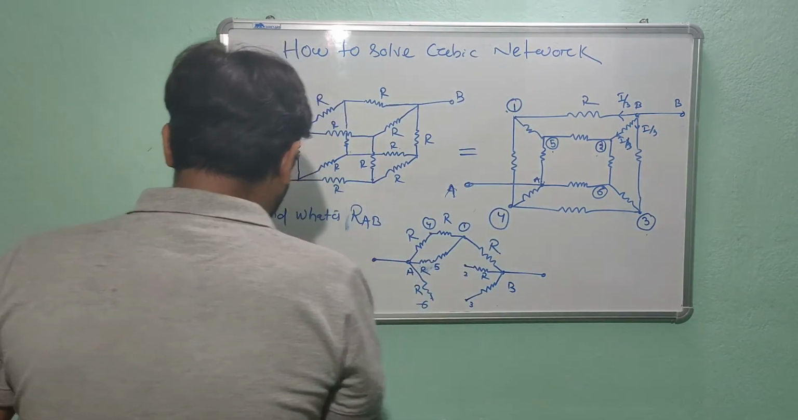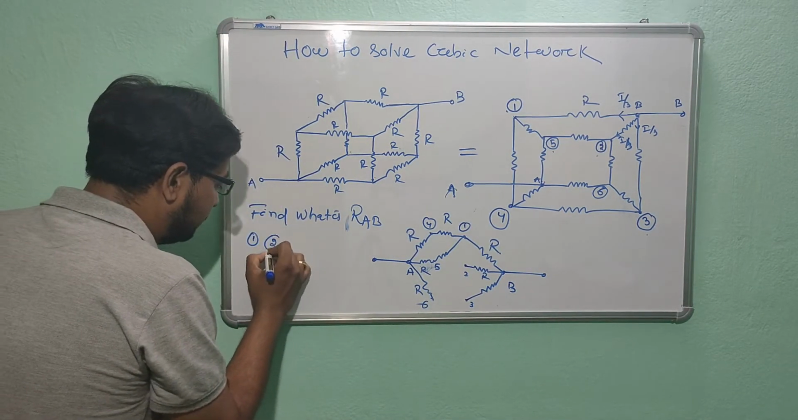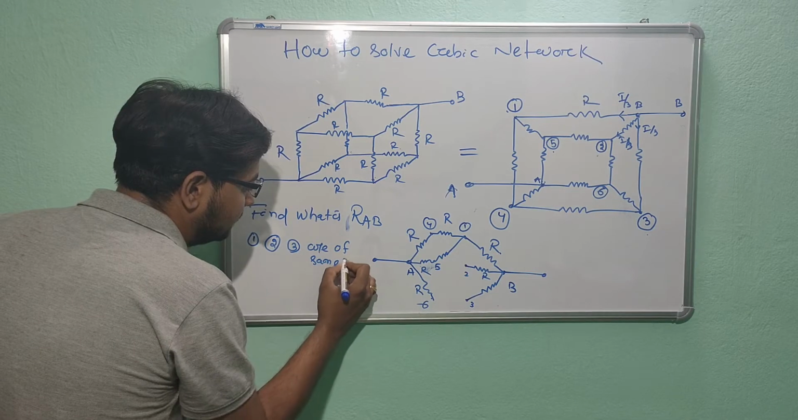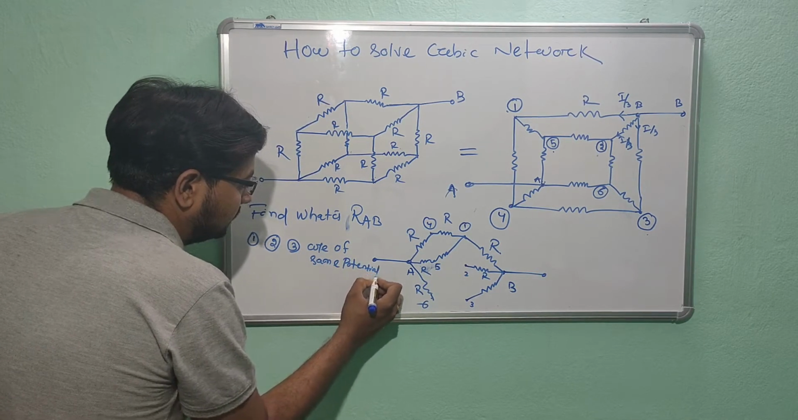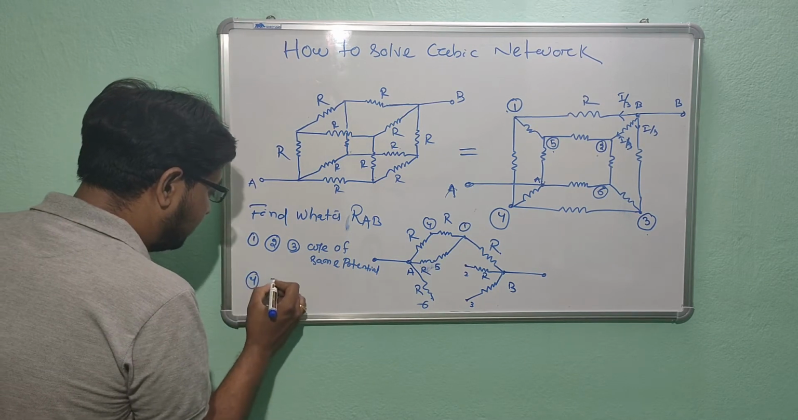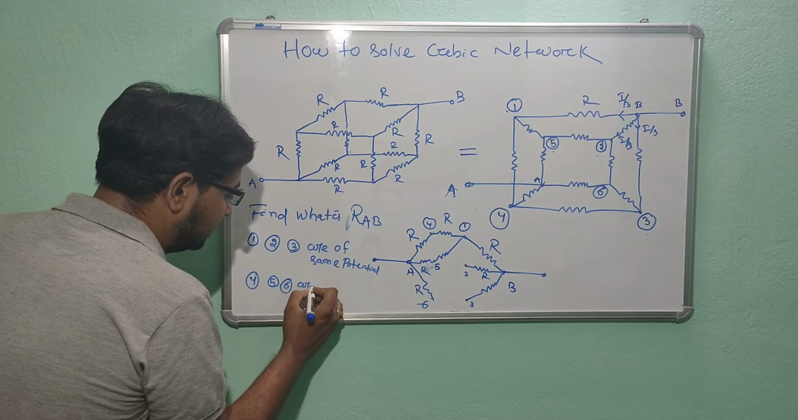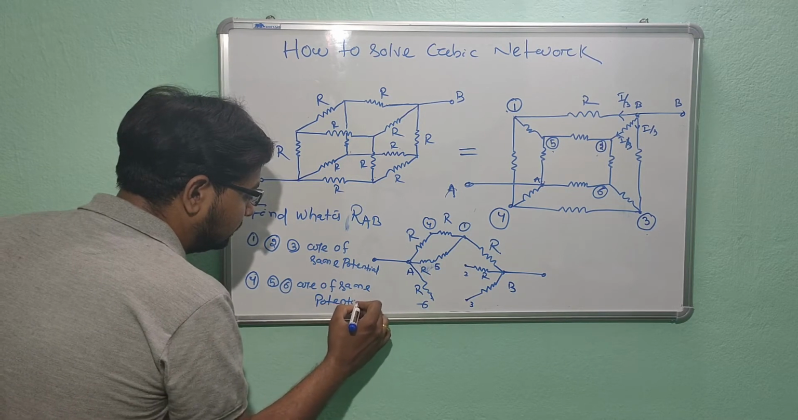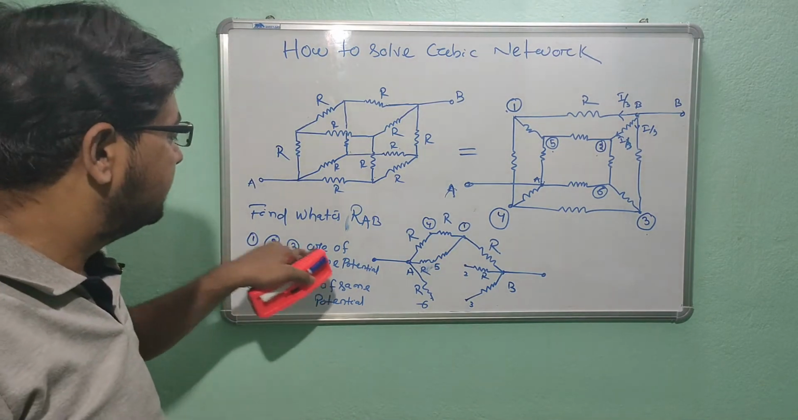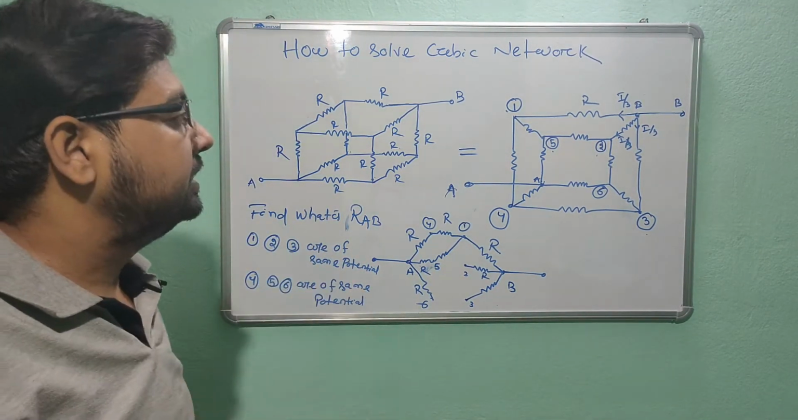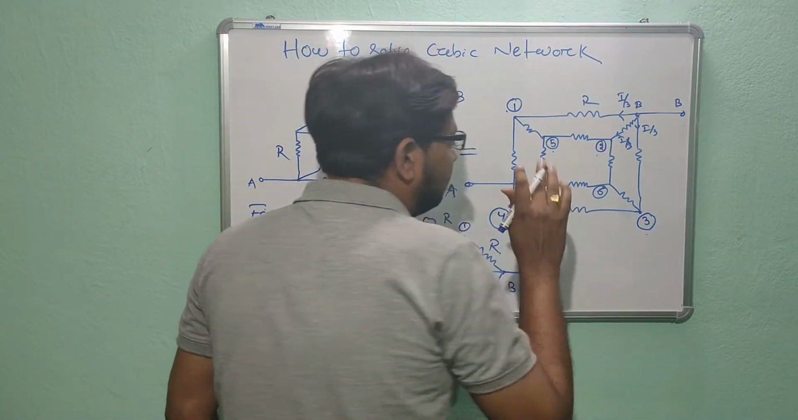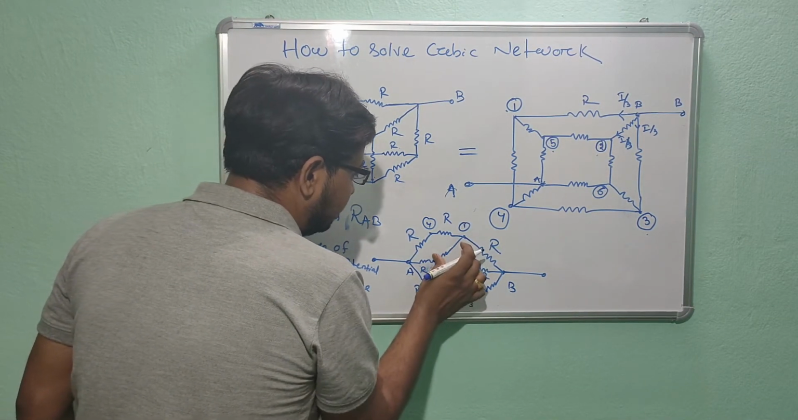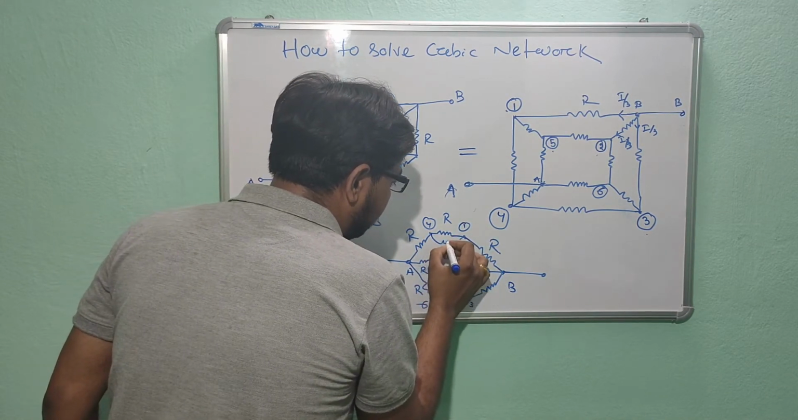You take point 1, 2, 3 are of the same potential, and points 4, 5, 6 are of the same potential, because the same current flows in them. So instead of joining 5 to 1, you can join 4 to 1 because they are of the same potential.